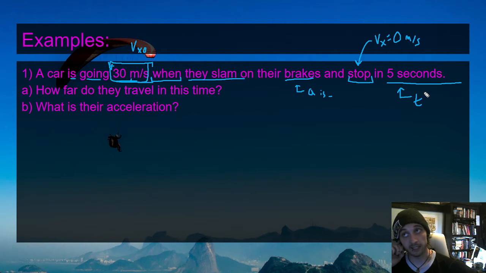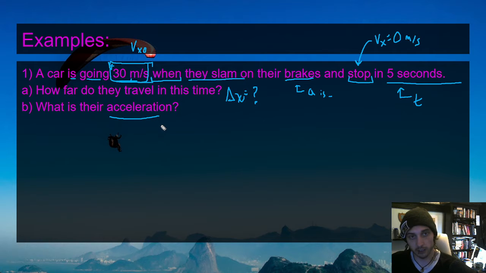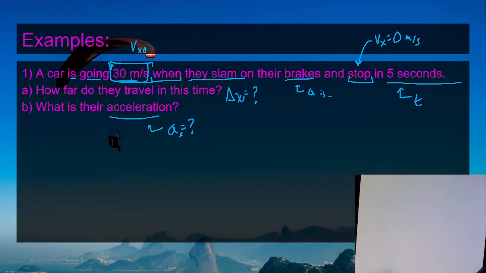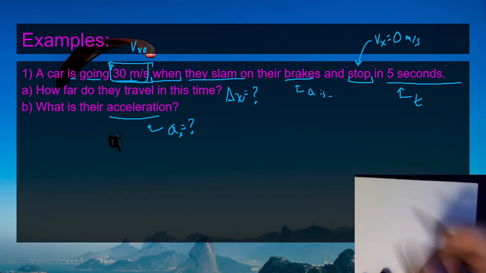So A is asking us how far do they travel in this time? How far means displacement, so we're looking for our displacement for A. And what was their acceleration? That one's hopefully a little more straightforward. It's just saying what's their acceleration, so we're looking for their acceleration for B. So let's copy it all down, and then let's solve it out.